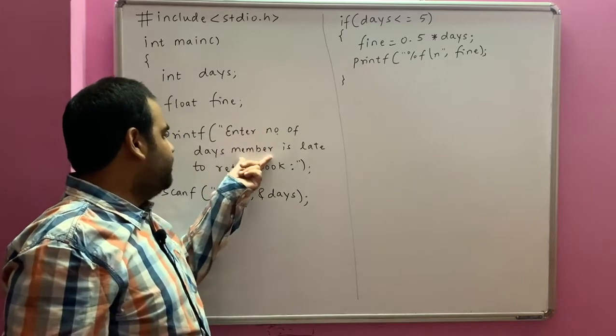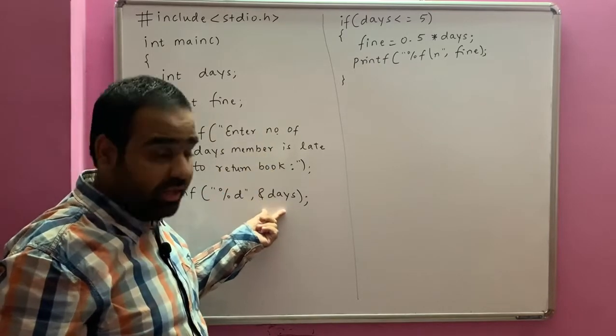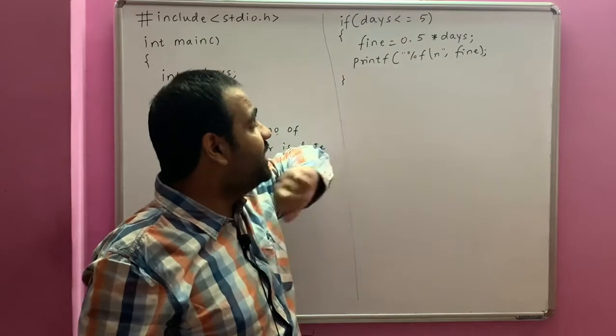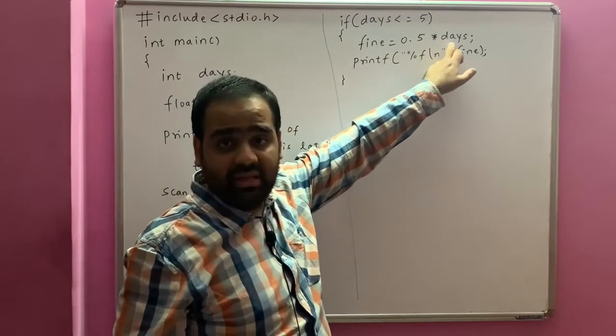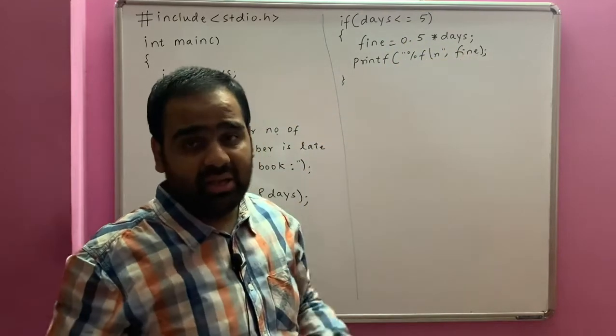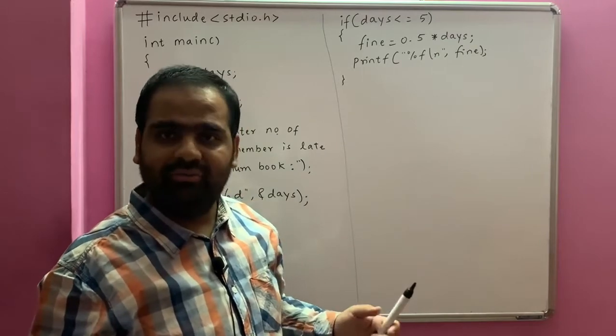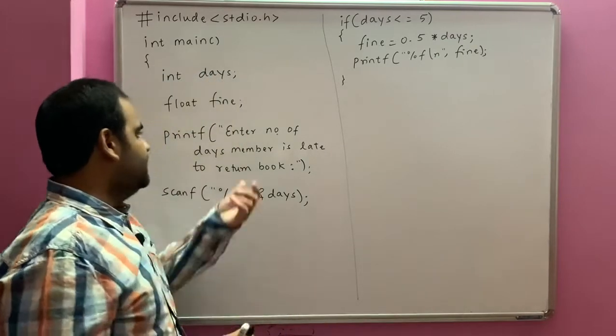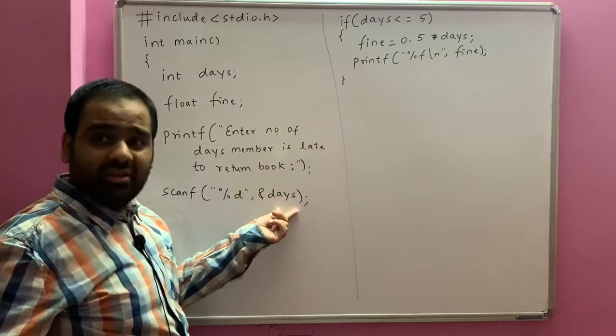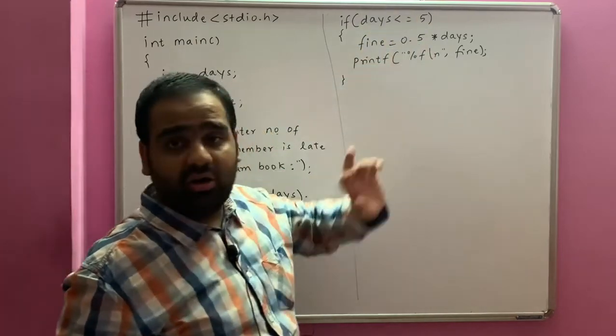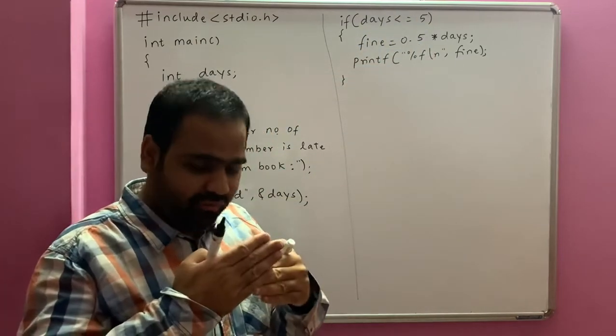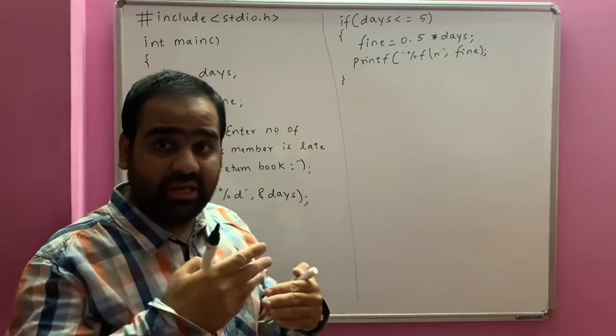Enter the number of days member is late to return the book. Let us say 3. 3 less than or equal to 5. Yes. 0.5 into 3 is 1.5 and it will display fine as 1.5. Let's see the next. Enter the number of days member is late to return the book. Let us say 7. 7 less than or equal to 5 is false. Now 7 falls under the category between 6 to 10.